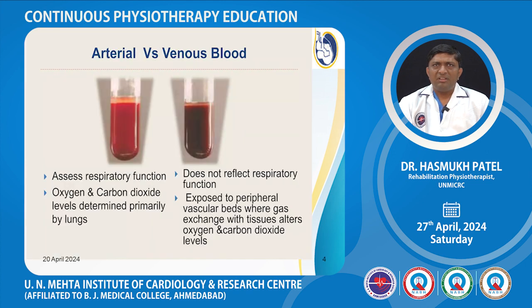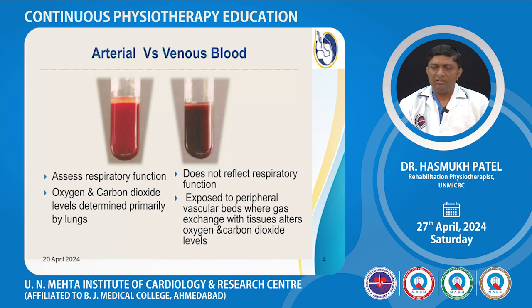There are two types of sample, arterial blood sample and venous blood sample. In an arterial blood sample, we mainly assess the respiratory function, where oxygen and carbon dioxide levels are determined primarily by the lung. Venous blood does not reflect respiratory function, as it is exposed to peripheral vascular beds where gas exchange with tissue alters oxygen and carbon dioxide.